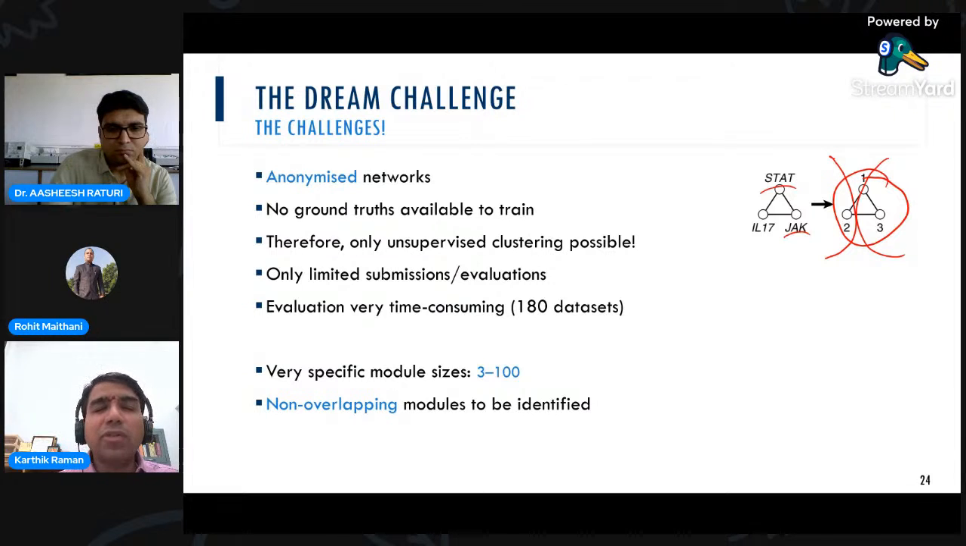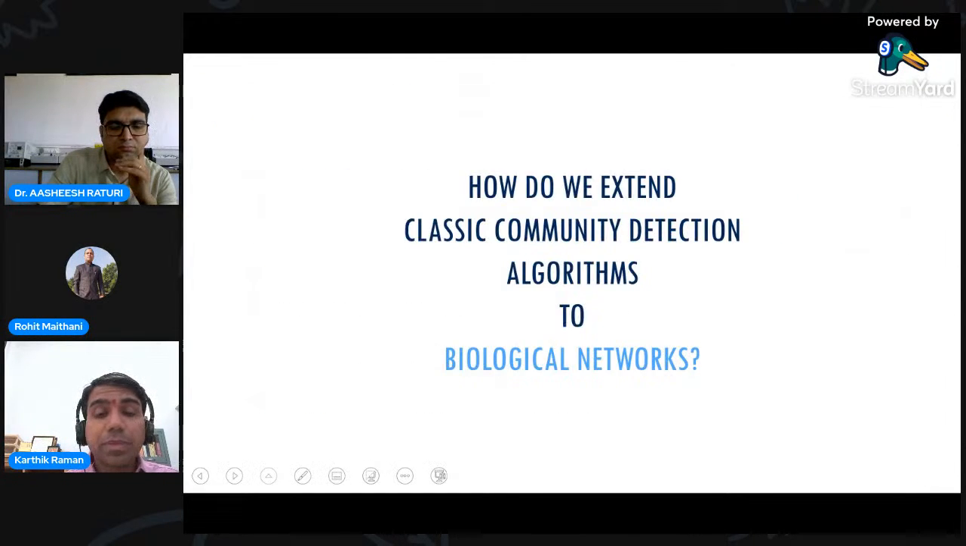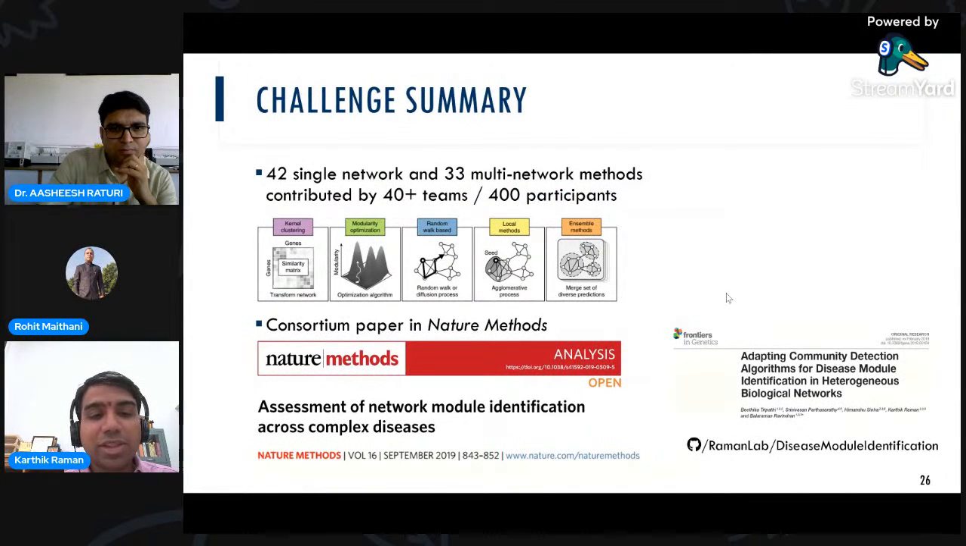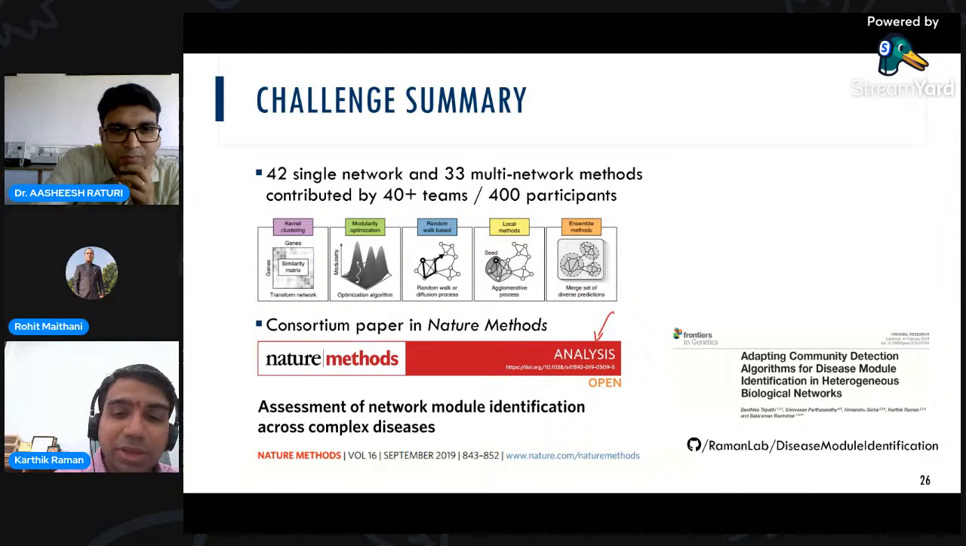And we could also not find overlapping modules, meaning that you had to put every protein into only one module, but sometimes in biology the same protein functions towards multiple diseases. But here you have to put them down in a single network. And the question we set about to answer was, how do you extend community detection algorithms to biological networks? This is a wonderful challenge we participated in, where we had about 75 algorithms contributed by 400 participants across the world. And this was a consortium paper that we were involved in.